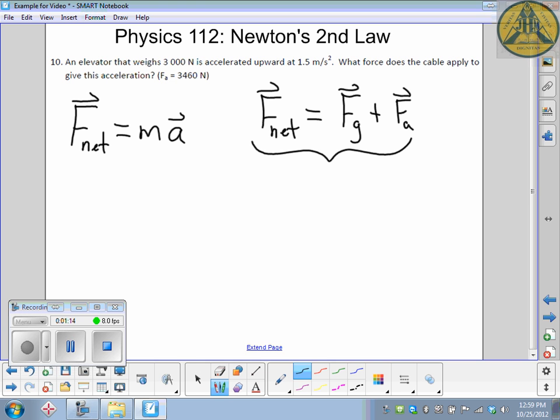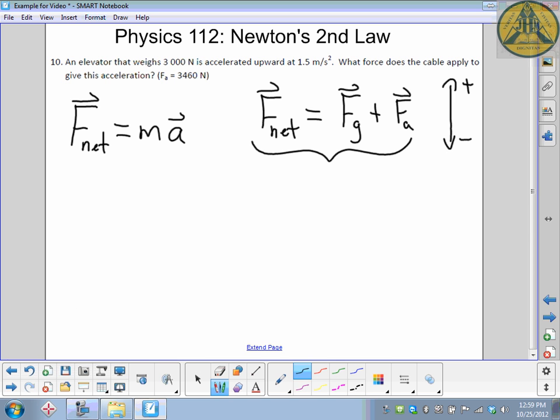Okay. So before I get started with the math, reminder of my coordinate system. Up is positive, down is negative. And now I need to figure out the net force. Okay. So the net force is the mass times acceleration, but I'm missing the mass. Do not put 3,000 there. That is not the mass. 3,000 is the weight. So the force of gravity on this thing is 3,000 newtons.